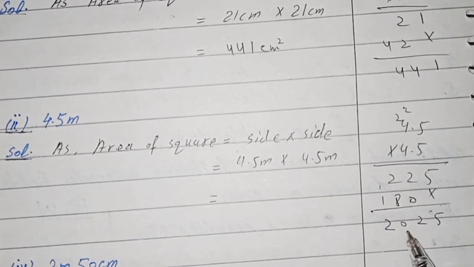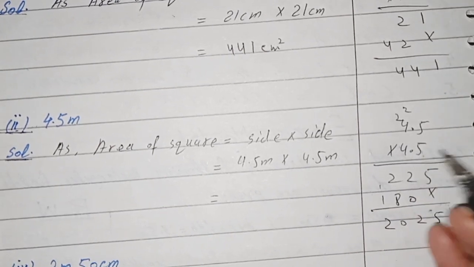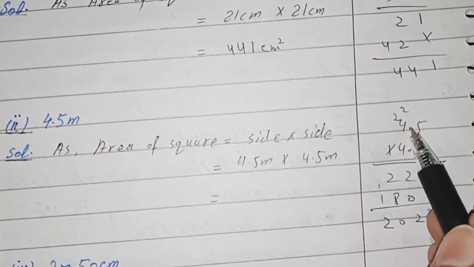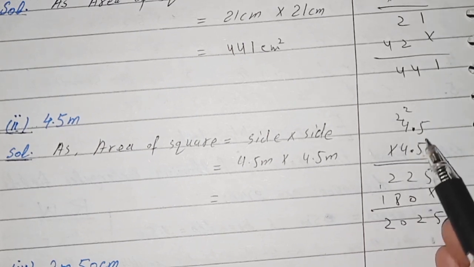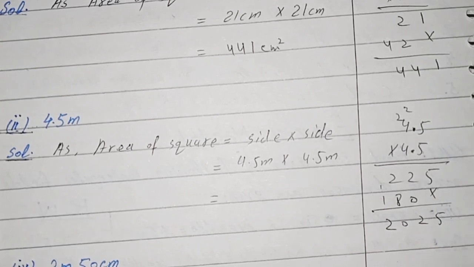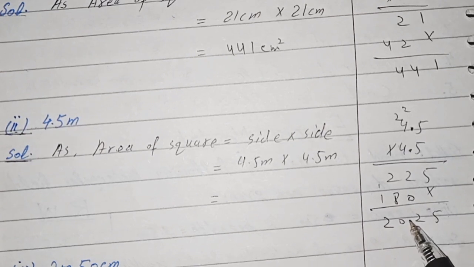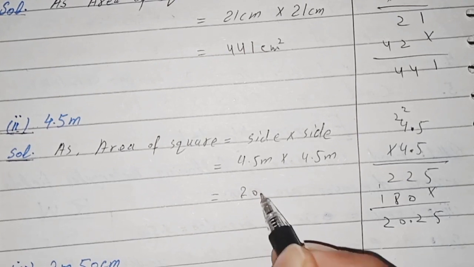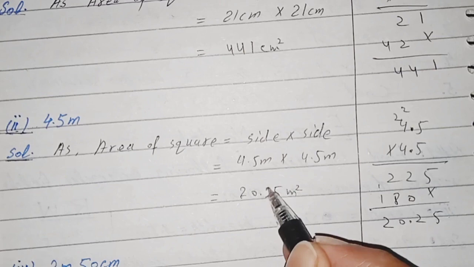So this is 2025, but the decimal point will be after 2 digits because there is 1 digit after the decimal point and there is also 1 digit after the decimal point. Total digits are 2. We will place the decimal point after 2 digits. So the answer will be 20.25 meter square.